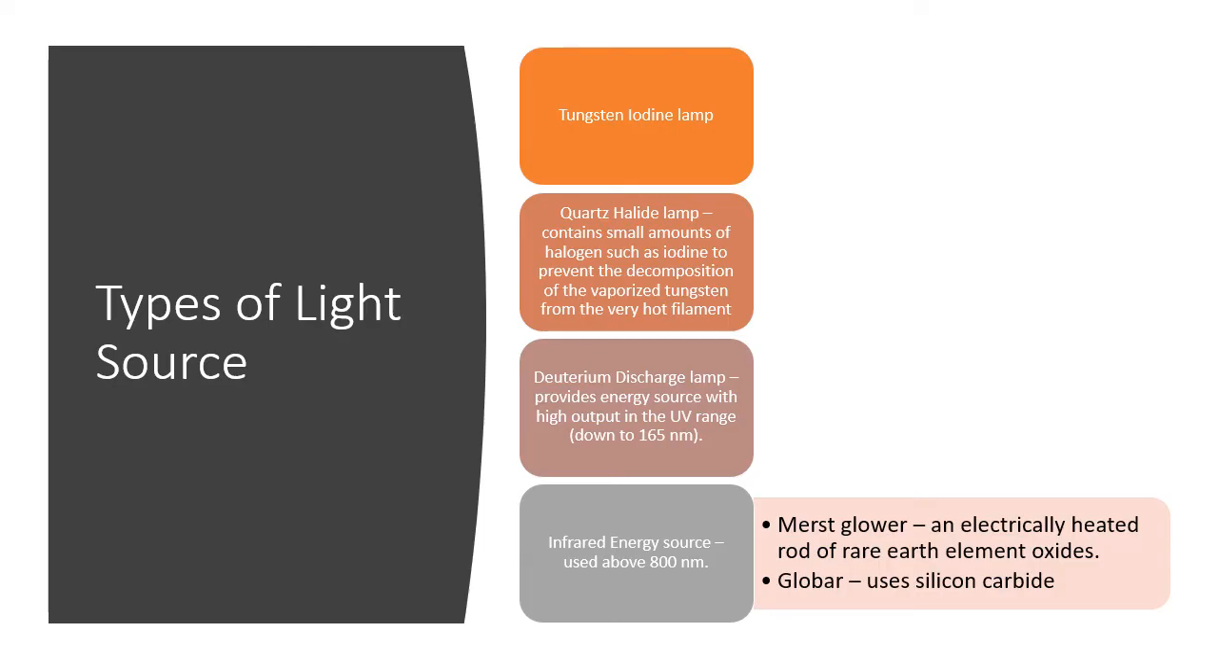Okay, so tungsten iodine lamp again is a common lamp used in spectrophotometry. You also have your quartz halide lamp, which contains small amounts of halogens such as iodine to prevent the decomposition of the vaporized tungsten from the very hot filament. You also have your DDL or deuterium discharge lamp, which provides energy source with high output in the UV range. So si DDL or deuterium discharge lamp, UV, siya. And then you have your infrared energy source, which can be an immersed glower or a glow bar. Ay nagkakaiba lang sila dun sa filament na ginagamit nila.